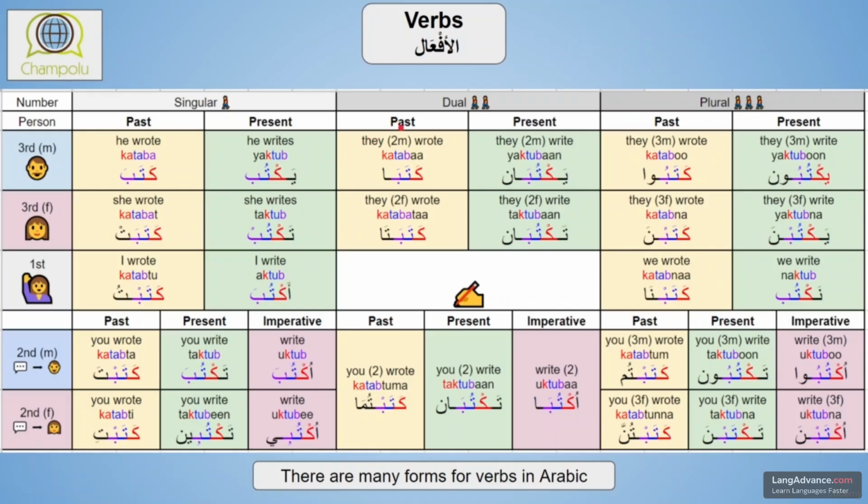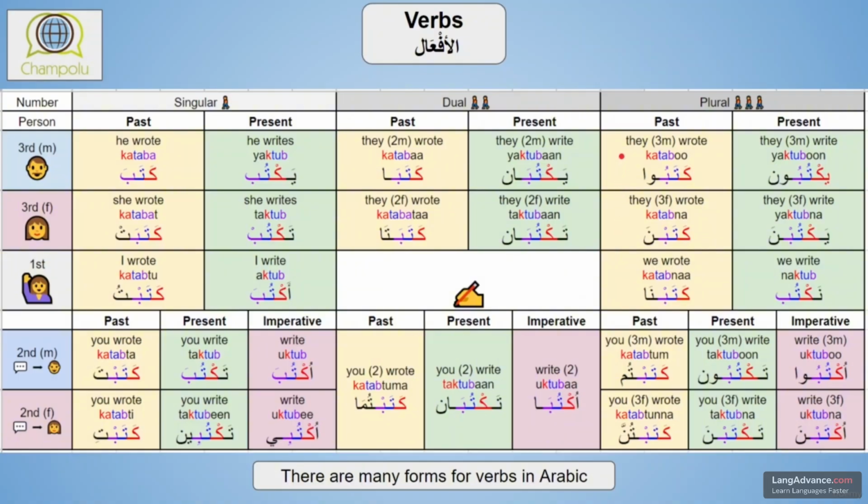And then going to the dual, which means we're talking about two people. So for the third person with the past, for the dual, so they, the two of them wrote, it's kataba. And for saying two females wrote, katabata. And when you're addressing two people, whether male or female, it's katabtuma.